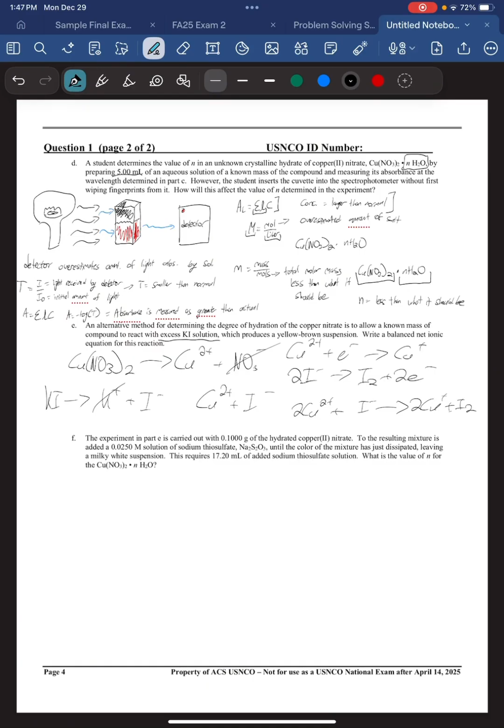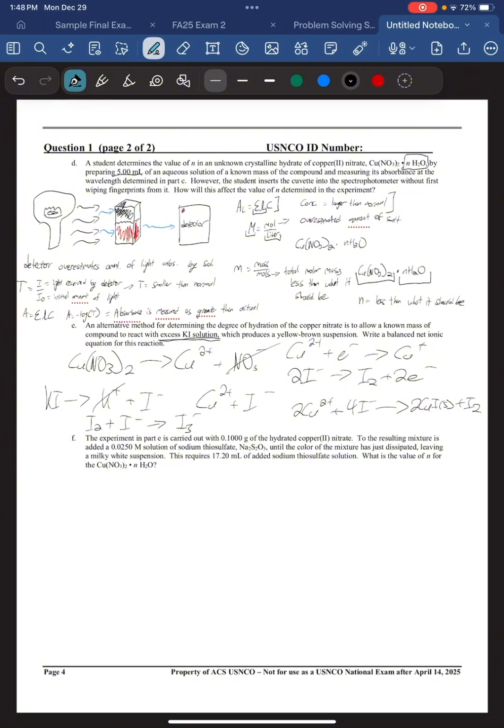So we actually need 4 iodine, because iodine only has 1 as its magnitude of charge. So this will then form 2 copper iodide, which is a solid, and our iodine gas. But that isn't our final answer. We notice that we have an excess of iodine in solution, excess KI in solution. So what will this do?